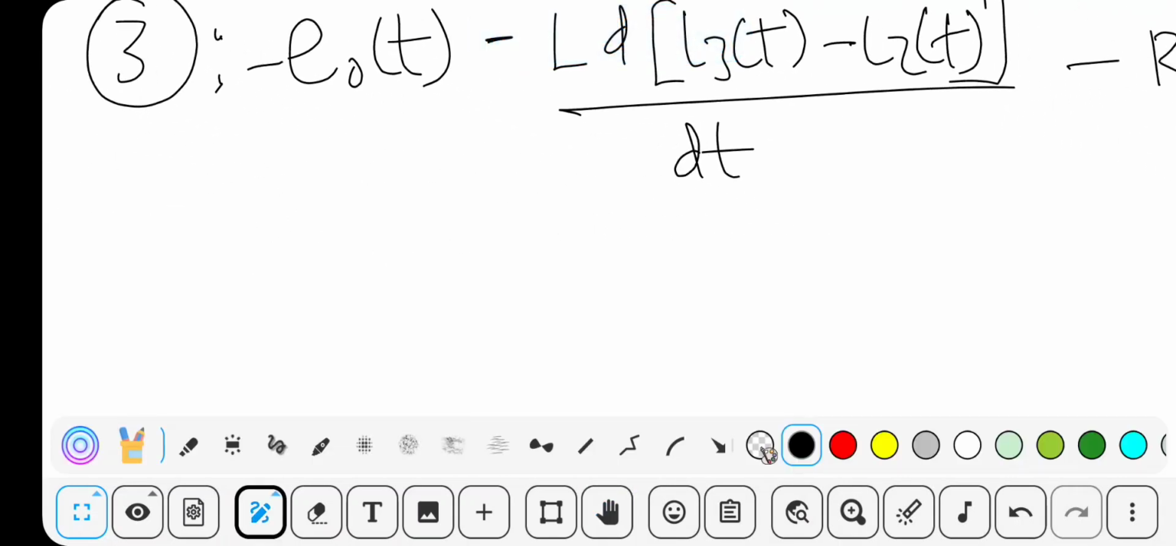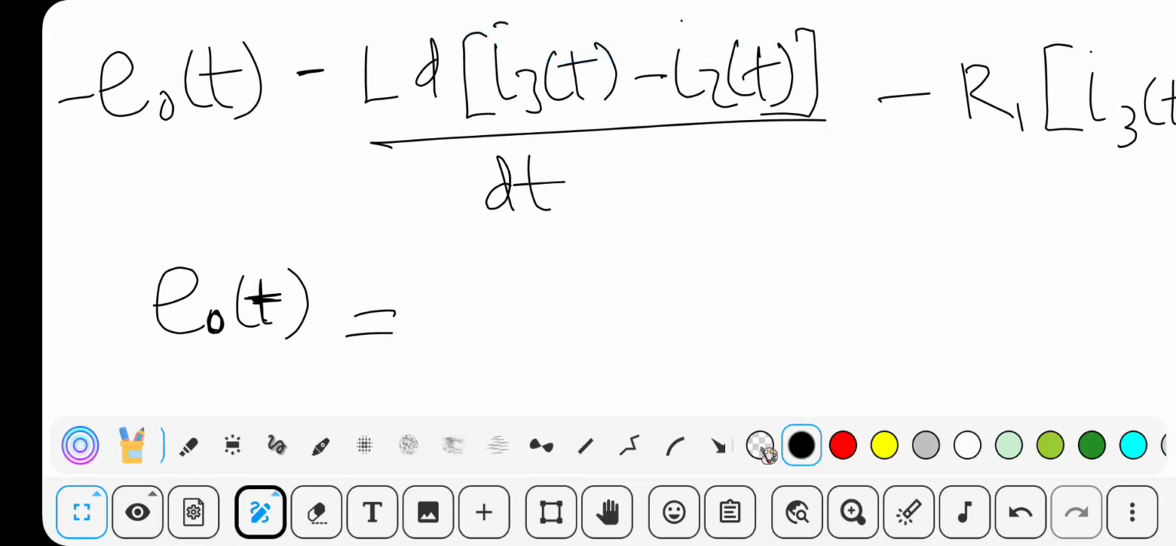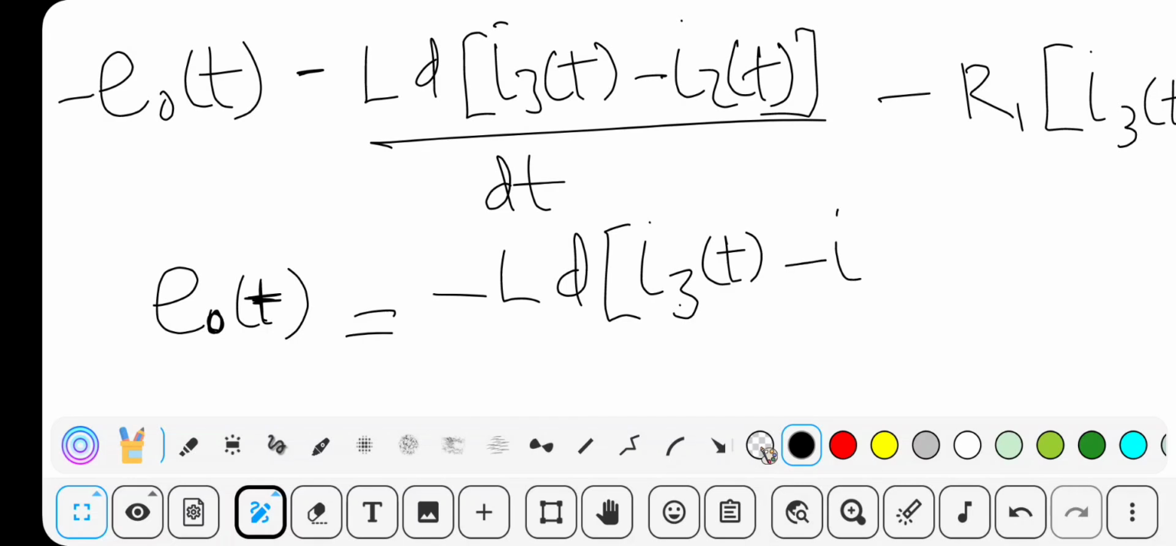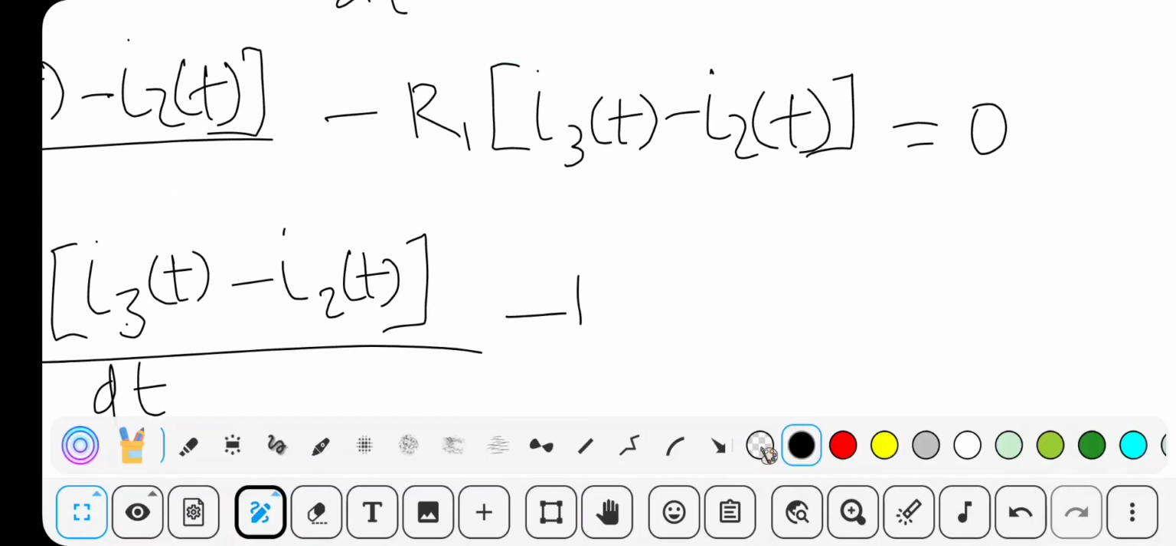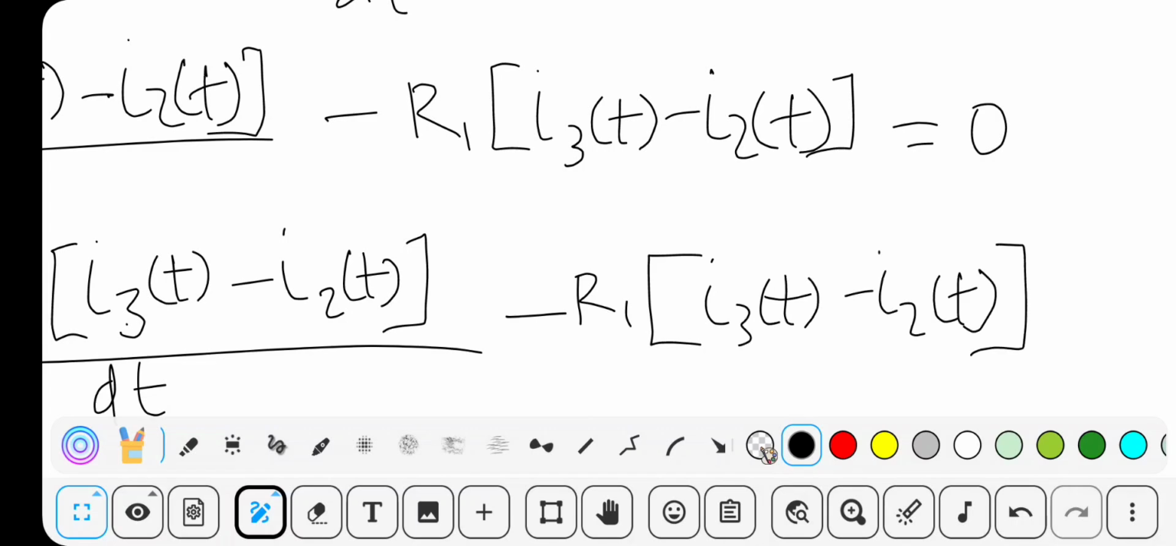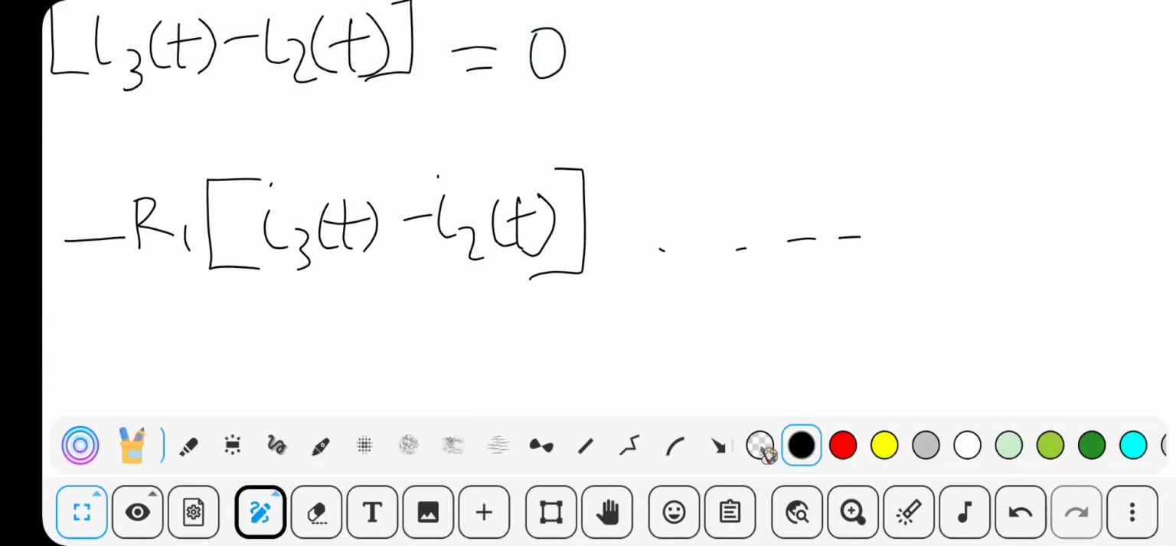So making the voltage across the output terminal subject, this should be minus L d(I3 minus I2 of t) over dt, and this will be minus R1 times (I3 of t minus I2 of t). Call this equation 3.